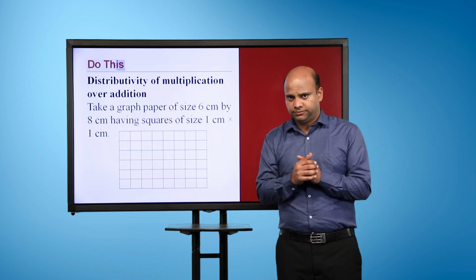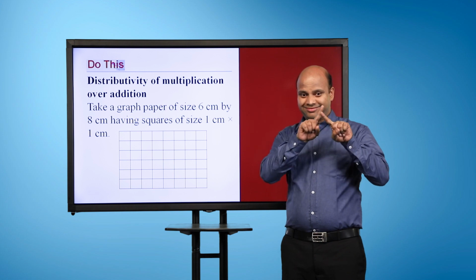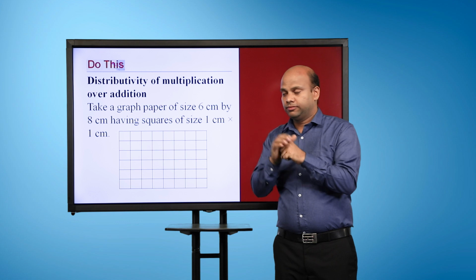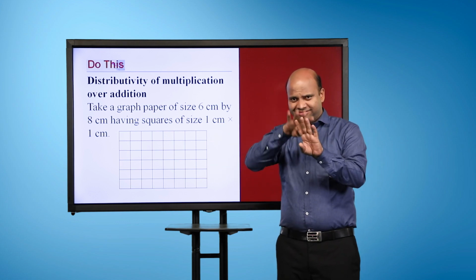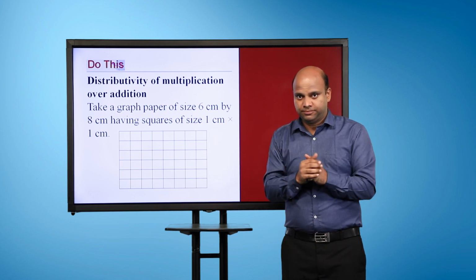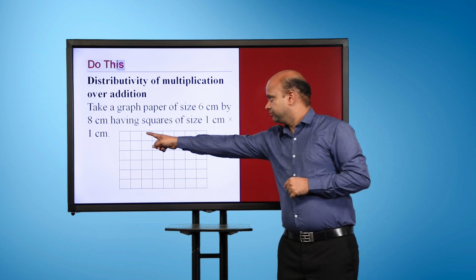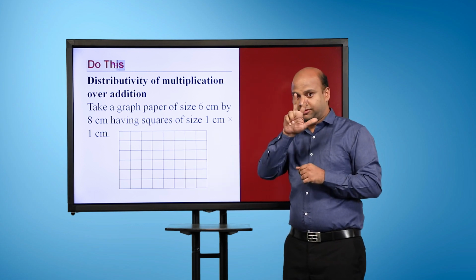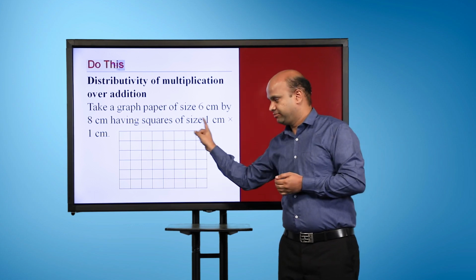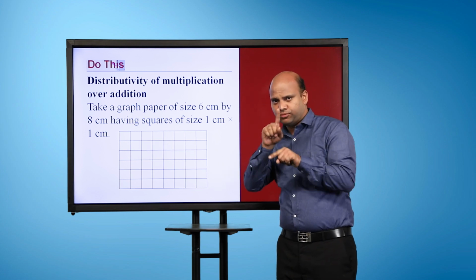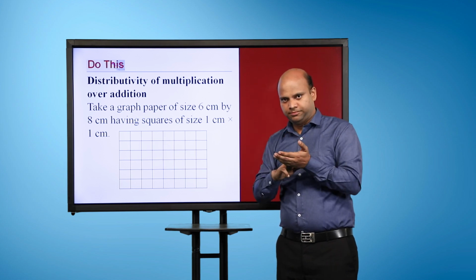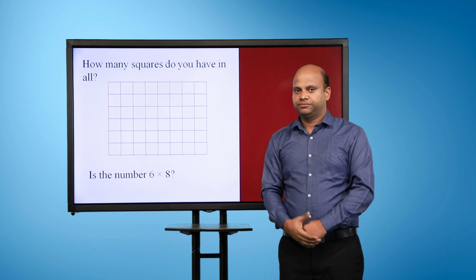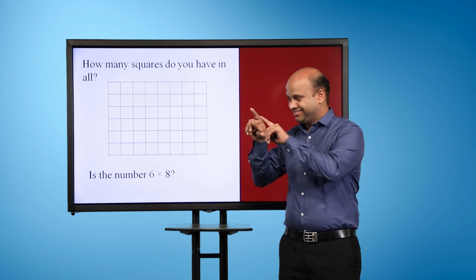Do this. Distributivity of multiplication over addition. Take a graph paper of size 6 cm by 8 cm having squares of size 1 cm by 1 cm. Page 38. How many squares do you have in all?